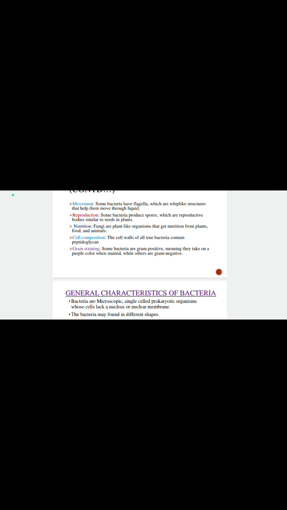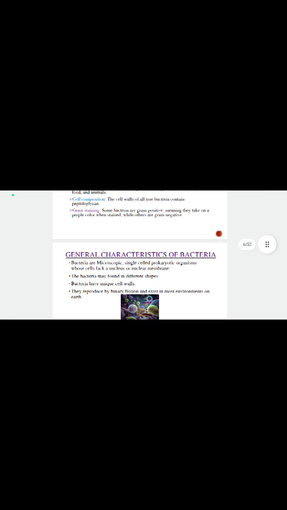Then gram staining. Gram staining is used to diagnose bacterial infections and can also help to identify fungal infection. With this gram staining, some bacteria are gram positive, meaning that they take on a purple color when stained, while others are gram negative.